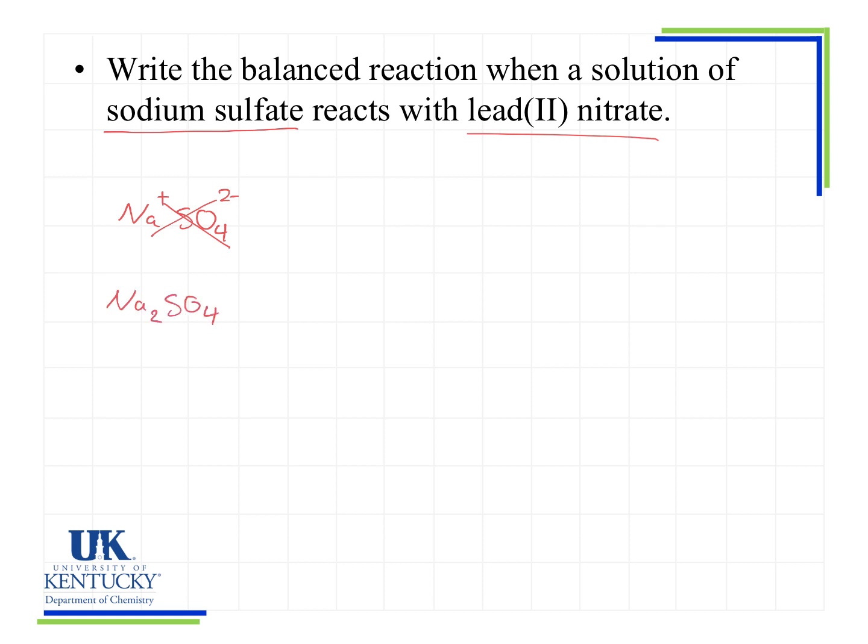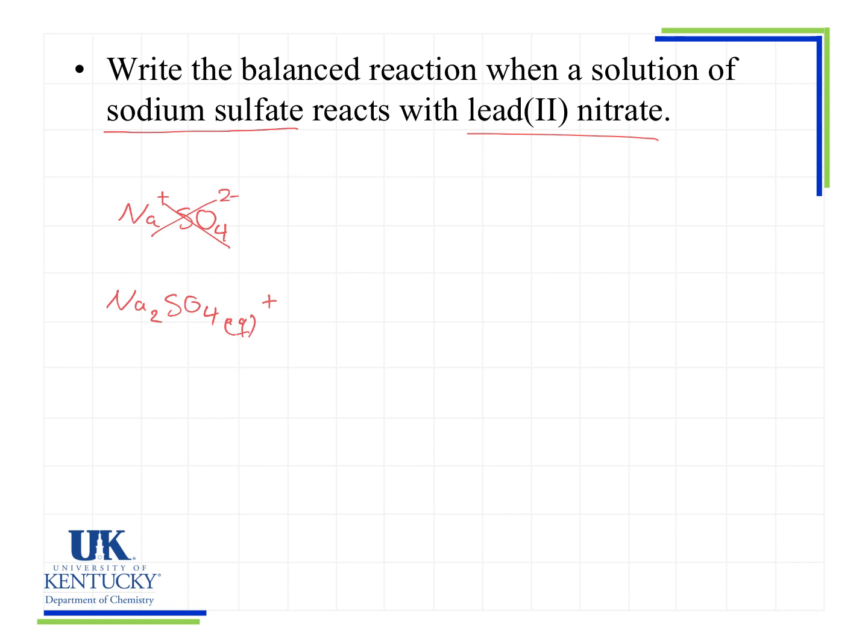Na2SO4. Is it soluble? Well, sulfates are all soluble except CBS, happy, so calcium, barium, and strontium, happy, Hg, Ag, and Pb. This is not one of the exceptions, so therefore it's aqueous.